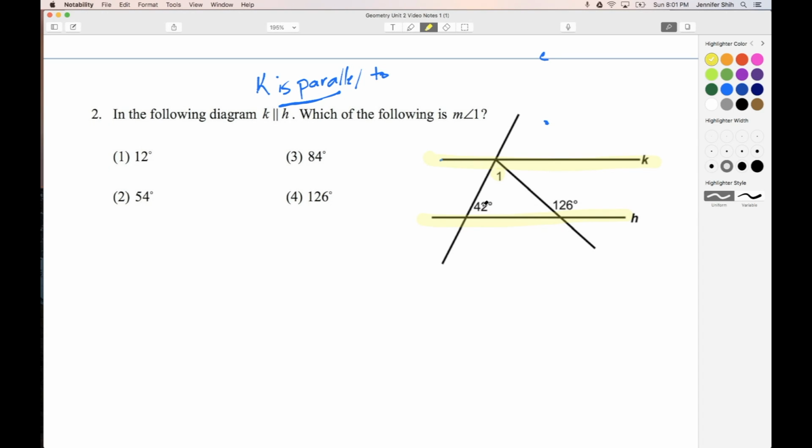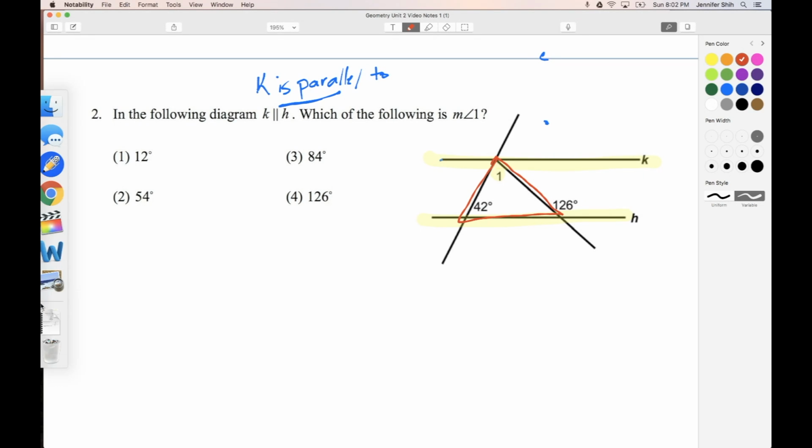And we'll see how this helps us out. So it looks like to find angle 1, I do see a triangle here. And I do know that triangles have to add up to 180 degrees. And so we can prove this using our alternate interior angles and our corresponding angles. But let's zoom in and take a look at this guy here.